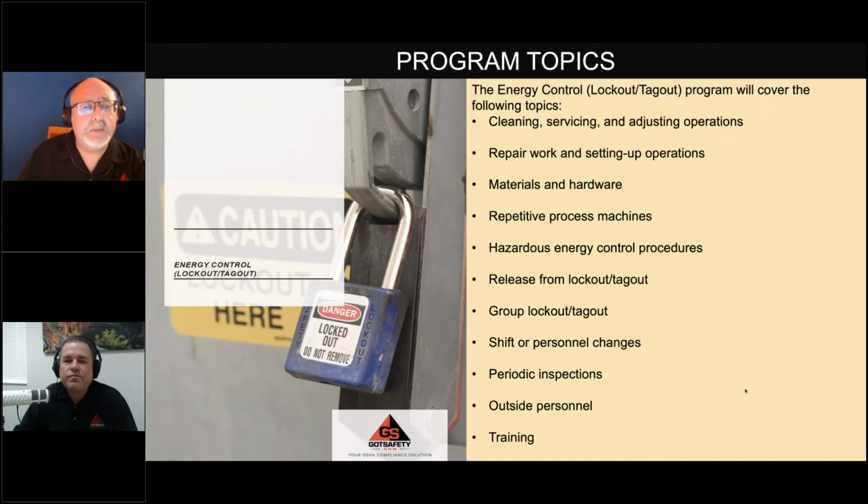So the program topics that you should have, usually, in the programs that you are looking at, should include cleaning, servicing and adjusting operations, repair work and setting operations, materials and hardware, repetitive processes in the machines, hazardous energy control procedures, release from lockout tagout, group lockout tagout, shift or personnel changes, periodic inspections, and outside personnel. And the last one, of course, which is very important, training.